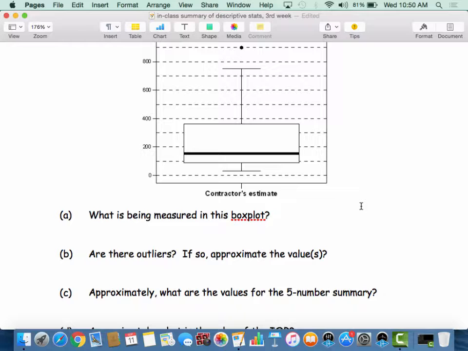What is being measured in this box plot? Now, if you read through the information, it might ask that type of question. Okay? I got questions A, B, C, D, and E. Okay, I put those type of questions because I've seen those type of questions on these unit tests. They want you to be able to read through the box plot. A big question is, well, what is being measured in the box plot?